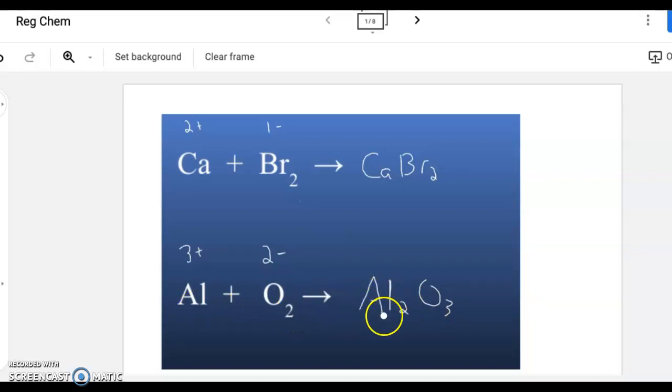All right. So then, again, consider the charges first, and now we balance it. We have 2 oxygens here, 3 oxygens here, so we're going to need a coefficient 2 and a coefficient 3 so that we get 6 oxygens on each side. Now we have 2 times 2, we have 4 aluminums, so we just need a coefficient 4 in front of the aluminum on the reactant side. So that's that one.